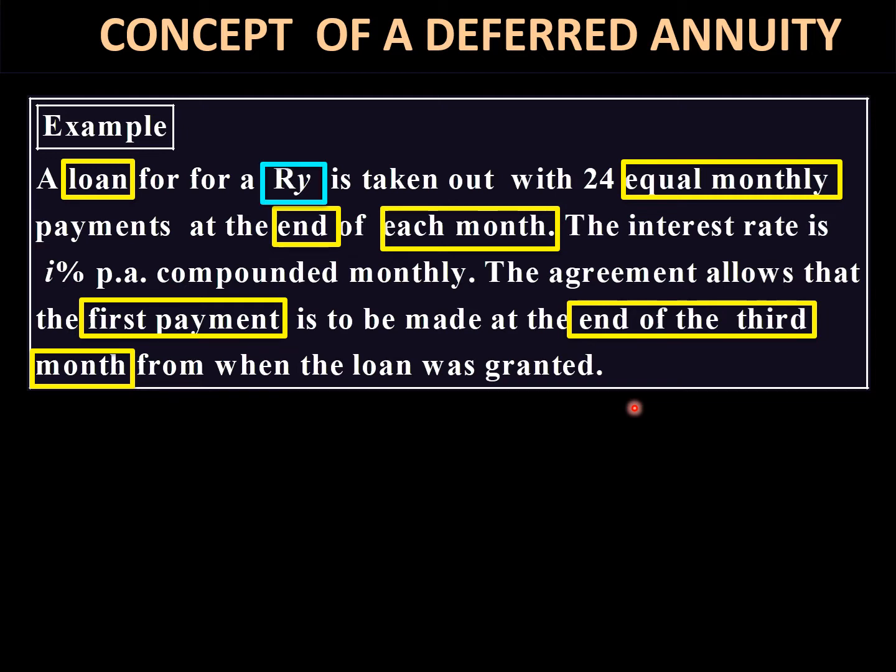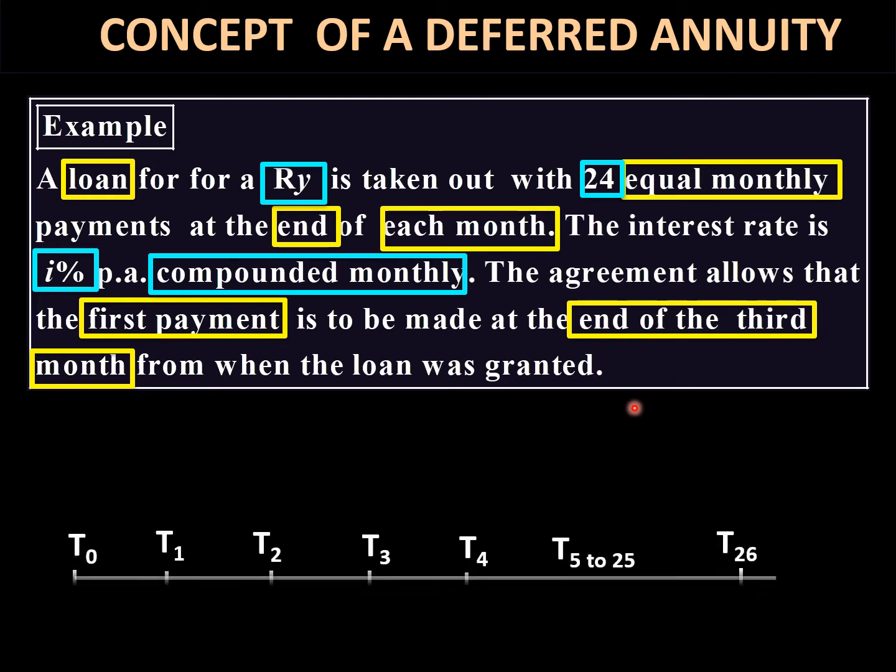So let's say the loan is Y Rand, and there's 24 equal payments being made, and the interest rate is I%. Let's just use a timeline to illustrate this to you. So there we have our timeline. Don't worry about that 26. We'll explain to you where the 26 comes from. So normally when you take out a loan, the first payment should normally be there. But now they say the first payment is delayed. Instead of the first, second, third, the first payment is only taking place there.